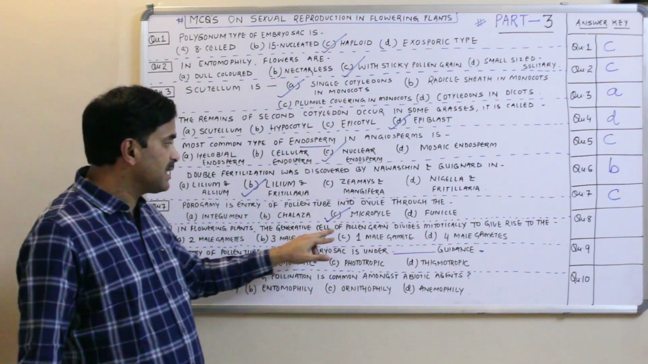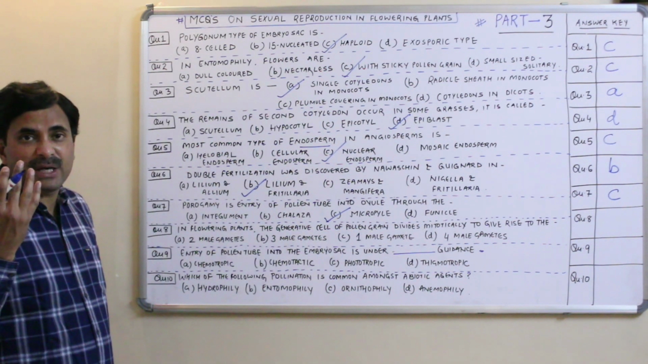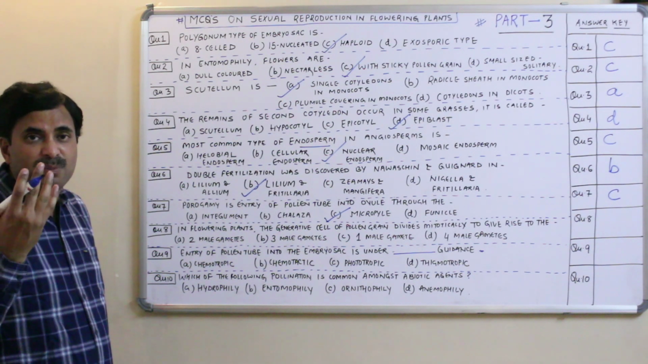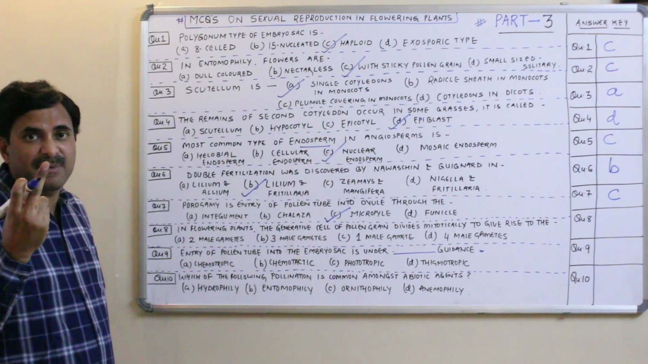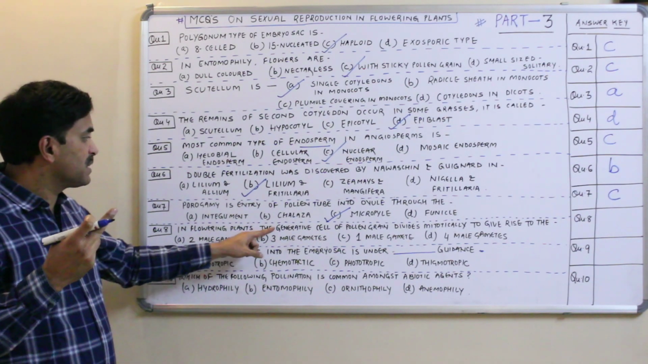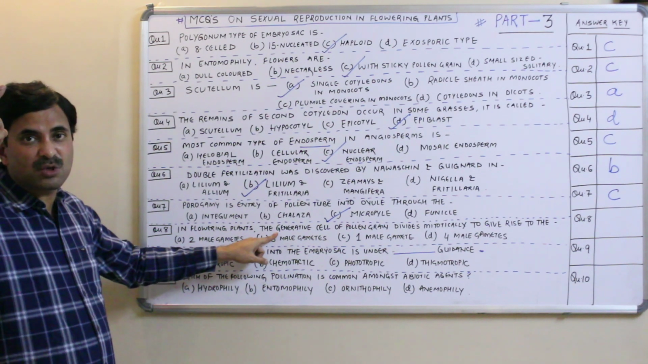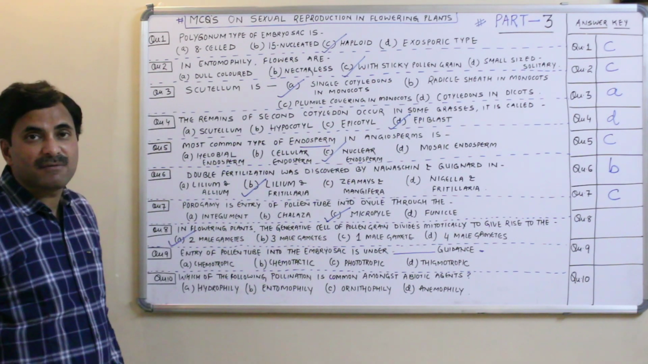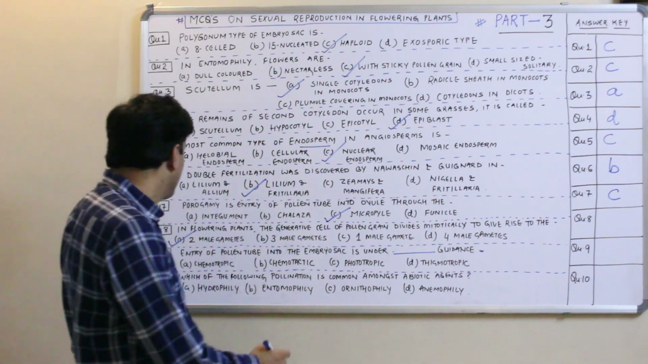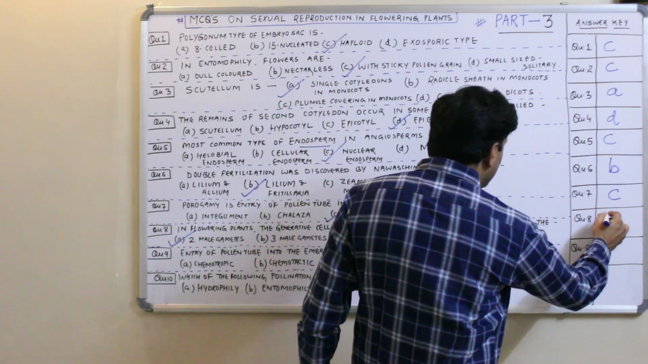So in flowering plants, the generative cell of the pollen grain divides mitotically to give rise to 2 male gametes, 3 male gametes, 1 male gamete or 4 male gametes. So we all know that when the pollen grain germinates and a pollen tube arises, then the 2 male gametes which were produced from the generative cell enter into the pollen tube and then they reach the ovule. So how many male gametes are there? 2 male gametes which are non-motile. So question number 8 is having the answer A.